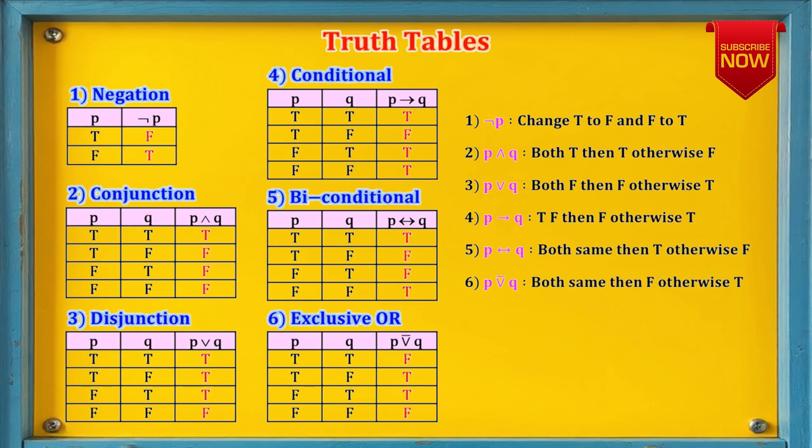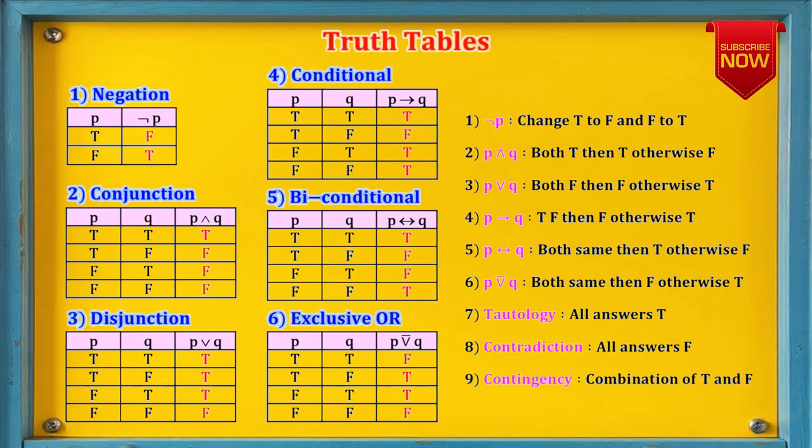We use it in problems and in the truth tables. Finally, if we get all the answers true, then we say that it's a tautology. In the truth table, if the final answers are false, then we say that it's a contradiction. If we have both mixed true and false, then we say that it is a contingency. Now let us see the problems.